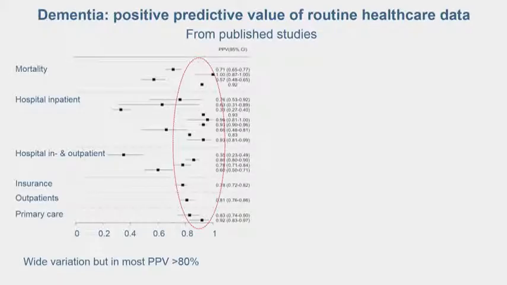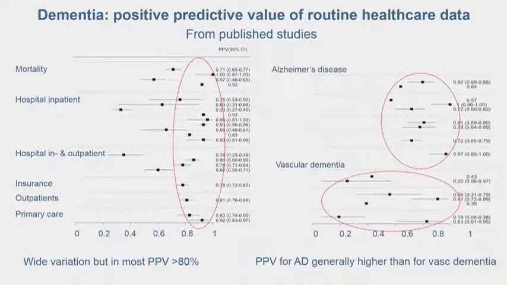For dementia, we've looked at the positive predictive value of routine healthcare data, both by looking at information from published studies, which shows very wide variation, but in the main, these studies are generating positive predictive values in excess of 80%. And also drilling down into information about subtypes. For Alzheimer's disease, the positive predictive value in general is rather higher than it is for vascular dementia.